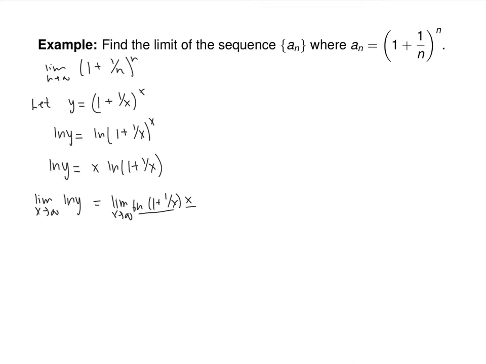Technically, 0 times infinity is not actually always 0. Occasionally, 0 times infinity equals a number. It's weird, but it happens. So there's a trick you can use to convert this into a form where you can use L'Hopital's rule, and here is the trick. Limit as x goes to infinity of natural log of (1 plus 1 over x), and that's divided by 1 over x.